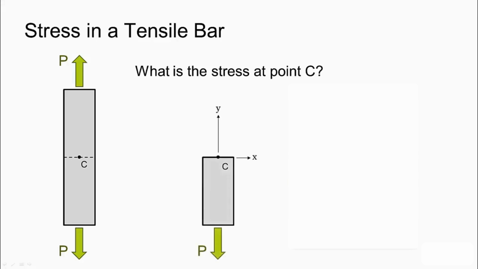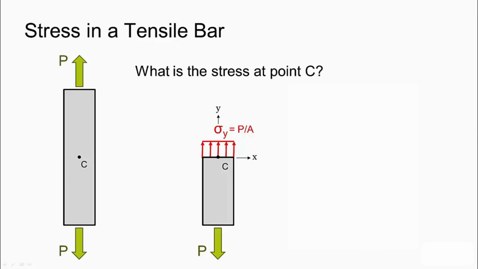We would then see that there is a local coordinate system for that section plane, and we saw that there was a uniform normal stress distribution acting on that plane, and its magnitude was equal to the uniaxial force P divided by the cross-sectional area. But why did we section this bar as we have shown here?